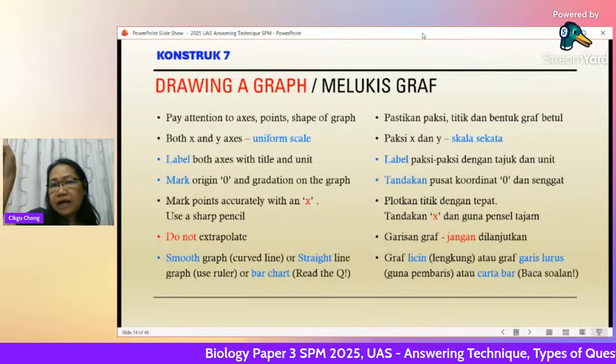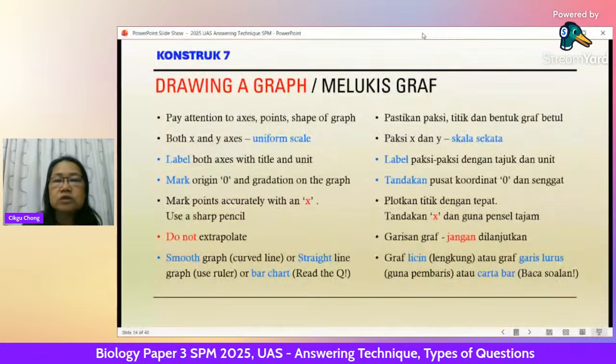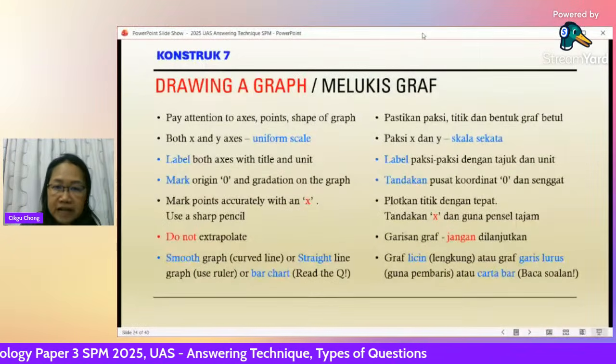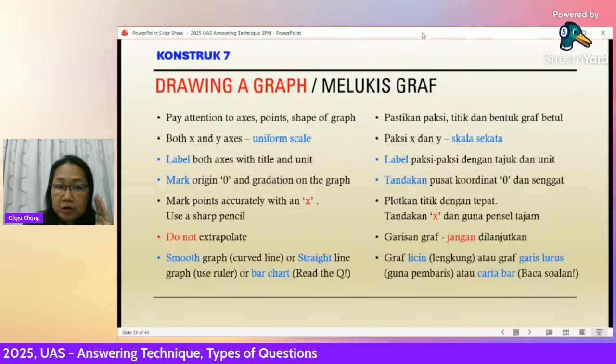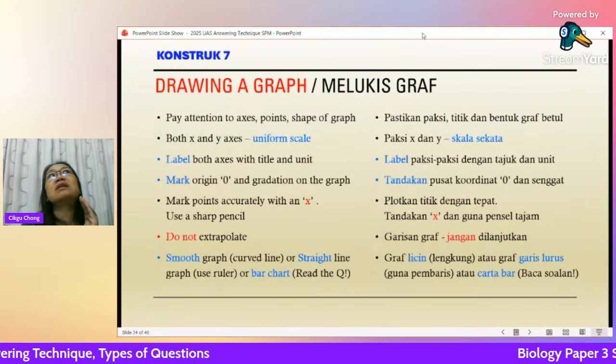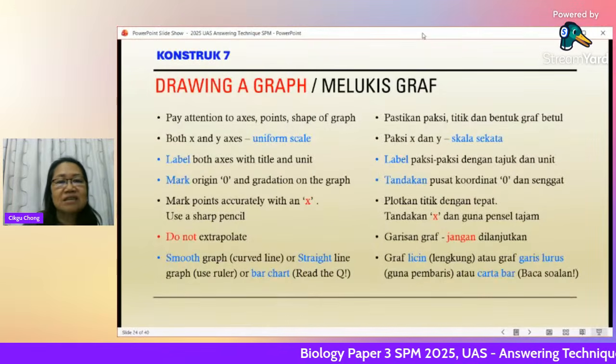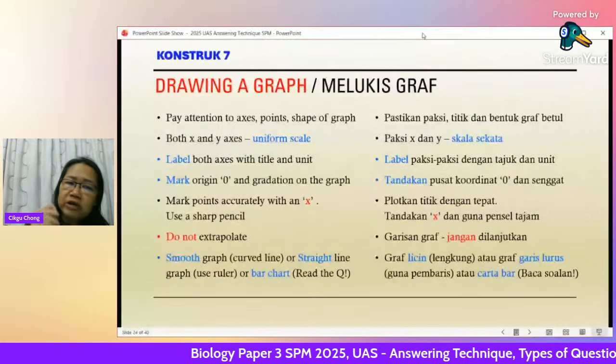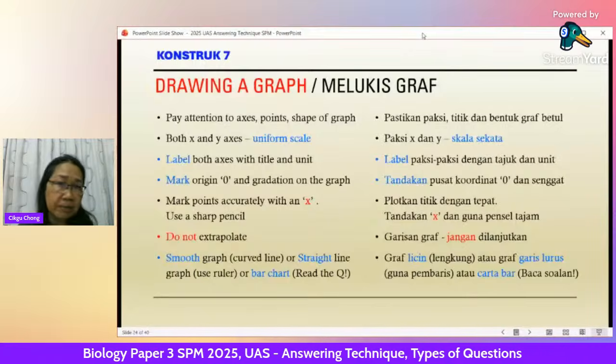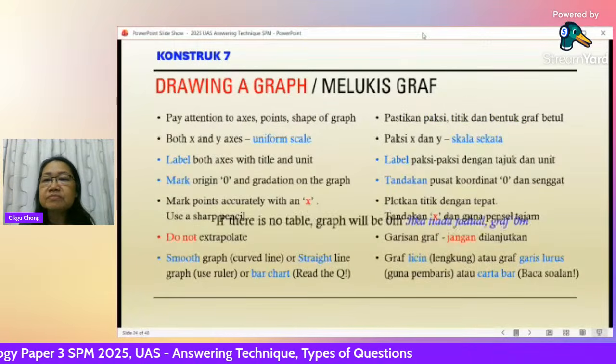Okay, and then if your graph is not a straight line, that means you cannot join with one straight line. Please don't use a ruler. You must use a smooth curved line. And if you can really join up with one line, please use a ruler. Not please, you must. Read the question whether you are drawing a graph or a bar chart. Read the question.